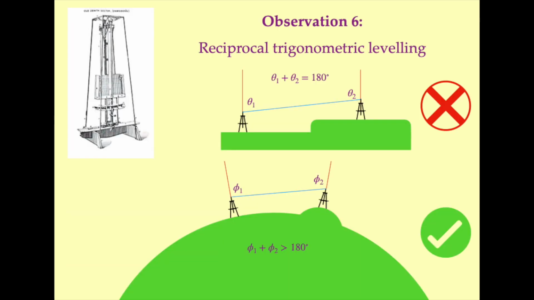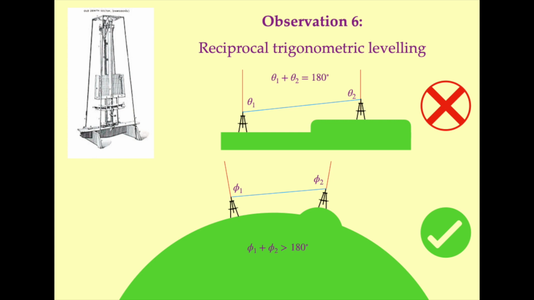Our sixth observational dataset comes from reciprocal trigonometric leveling. The inset here shows a 19th century design for an azimuthal telescope. This is a telescope that is designed to observe stars directly overhead. We establish two such azimuthal telescopes at some distance from one another and use either laser leveling, water leveling, or plumb bobs to make sure that they point directly upward from Earth's surface.